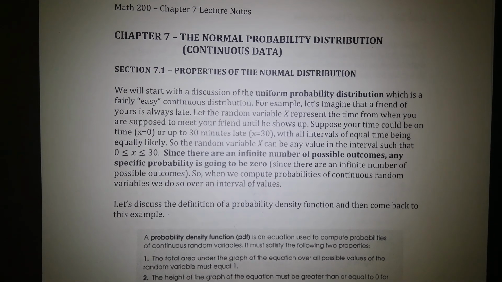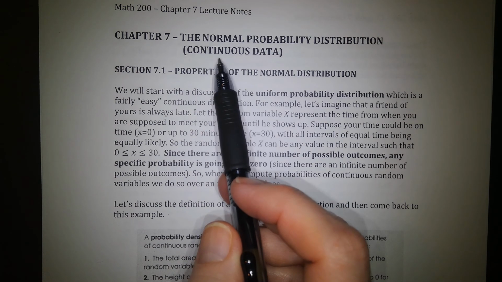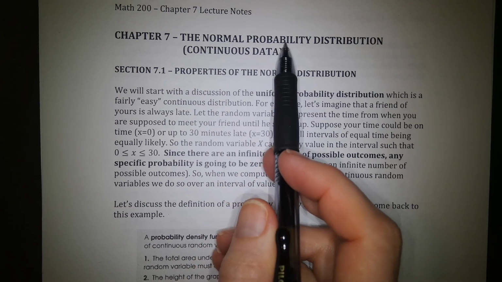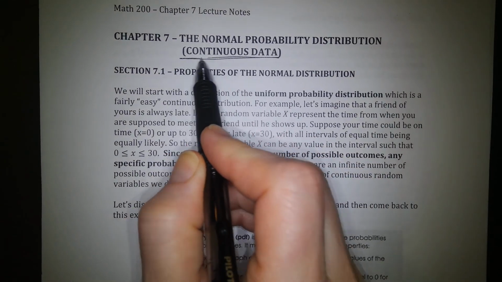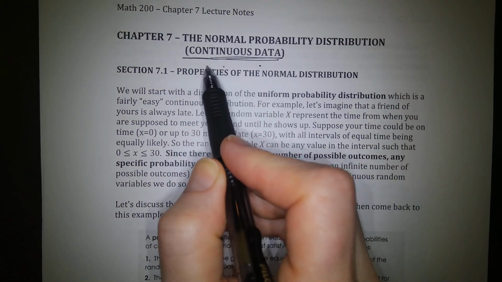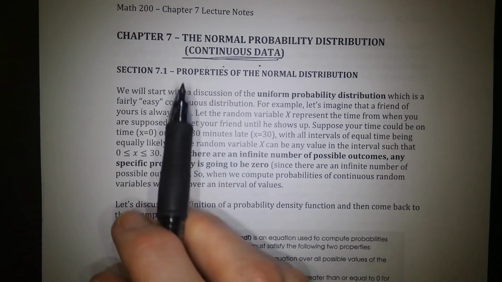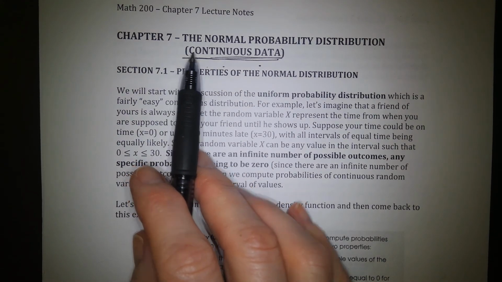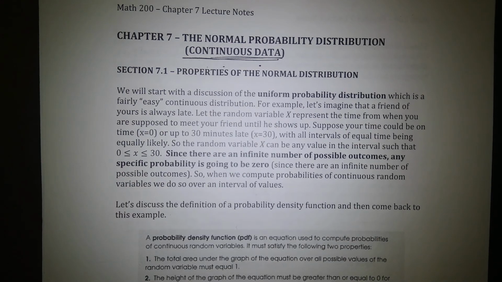In this chapter, we're going to be discussing Chapter 7, which is the normal probability distribution. Normal probability comes from continuous data. Remember back in Chapter 6, we talked about discrete data, countable data. In this chapter, we'll discuss the distribution of data that happens to be continuous, or intervals.